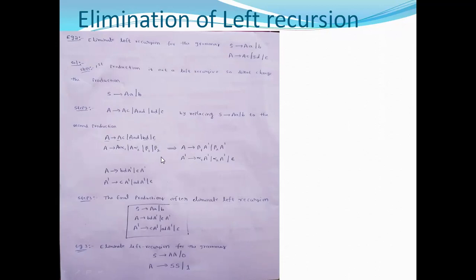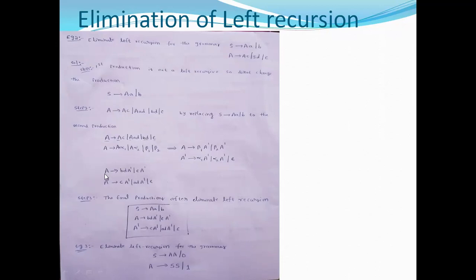So we have the production in this form, and we can replace these productions. We eliminate the left recursion by using these two productions. Here A is production with beta 1, where beta 1 is BD. So beta 1 A dash and beta 2 A dash, and A dash is production with alpha 1 A dash, alpha 2 A dash, and epsilon. We are replacing these two productions for this production.